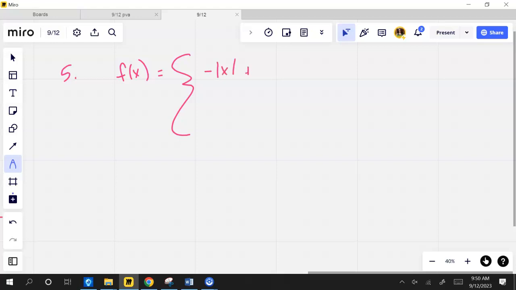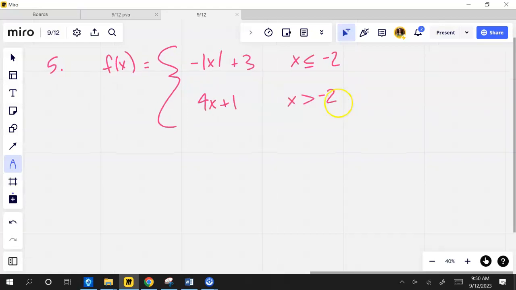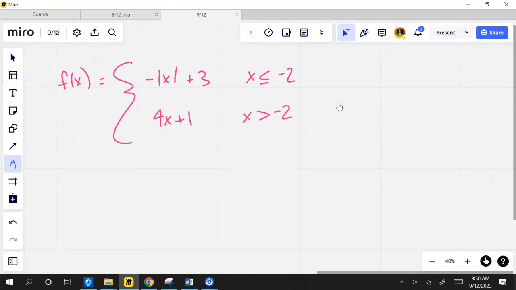Negative absolute value of x plus 3 if x is less than or equal to negative 2, and 4x plus 1 if x is greater than negative 2. First things first, I'm going to look at the first equation. So here, what is my vertex? 0, 3. Is 0 less than negative 2? No, right? So I don't have to worry about this because it doesn't fit in this requirement. So now I just do everything like I've been doing. I'm going to plug in. If I plug in -2, what do I get back out?